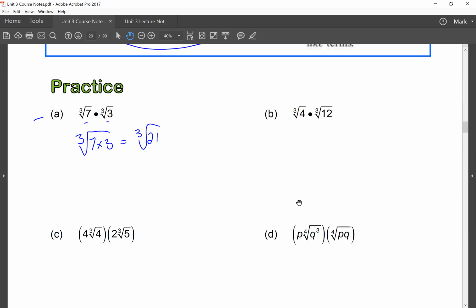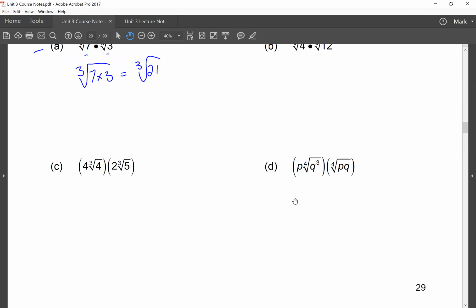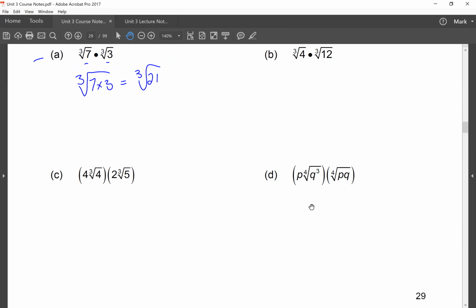Okay, pretty simple. But let's look at something like question C, which is a little bit more difficult. What I would do with question C is multiply the numbers outside the radicals. So it would be, hold on, there was a hair on my screen. This would be 4 times 2. And then under my cube root, I would get 4 times 5. So I multiply the 4 and the 2 to give me 8, and I multiply the 4 times 5 to give me 20, and that's it, 8 root 20. I can't simplify that, I don't think, so that's it.